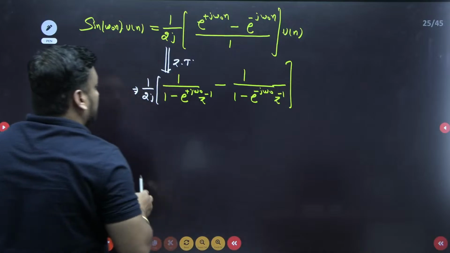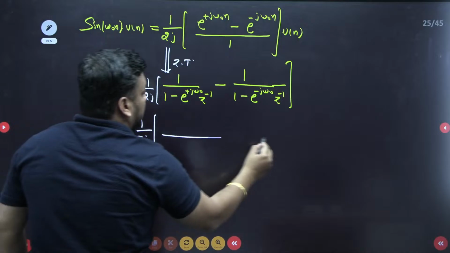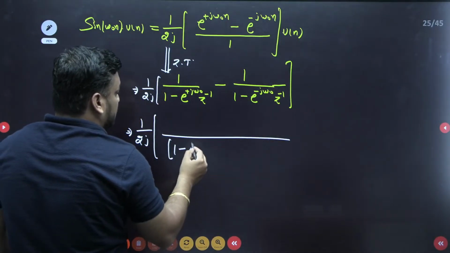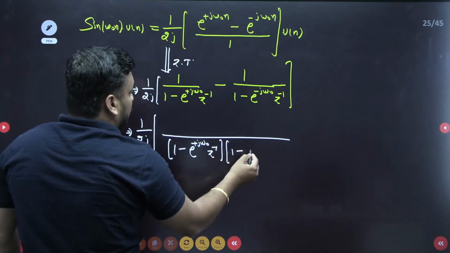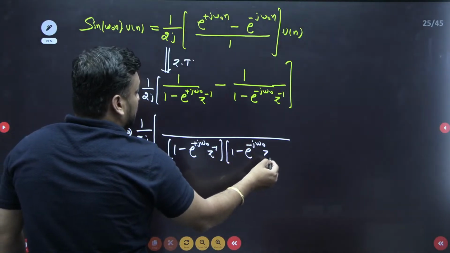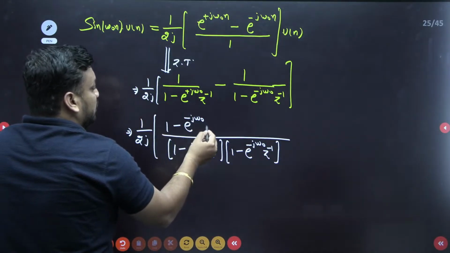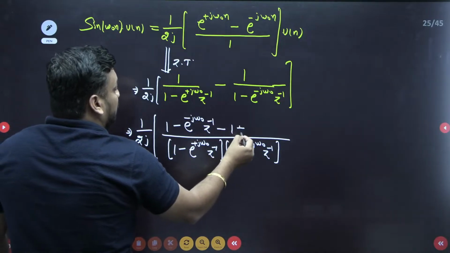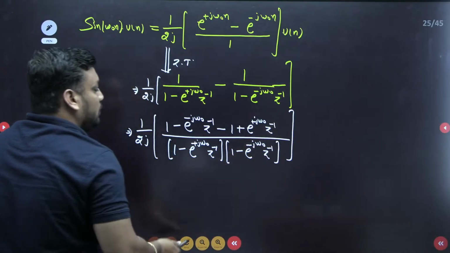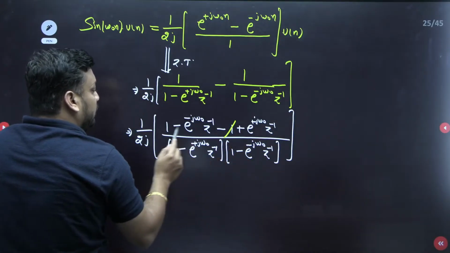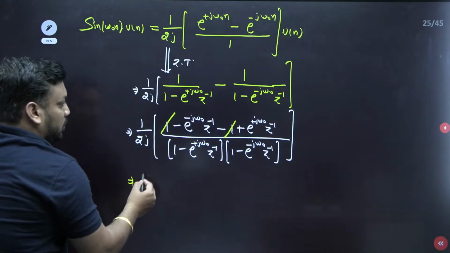So what will you get? You will get 1 upon 2j outside, and when you take the LCM, you will get 1 minus e to the power plus j omega 0 z inverse and 1 minus e to the power minus j omega 0 z inverse in the denominator. In the numerator, 1 minus e to the power minus j omega 0 z inverse minus 1 plus e to the power j omega 0 z inverse. Don't you think this time 1 and 1 cancel out? And what will you get? 1 upon 2j already outside.